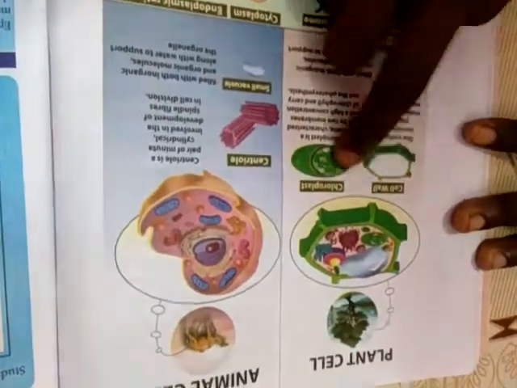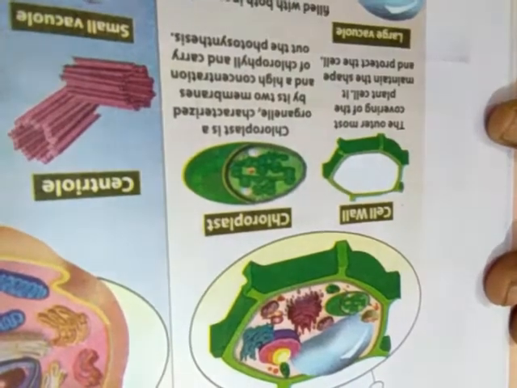Next, you see the plant cell and animal cell. You see the cell wall. What does the cell wall do? It is the outermost covering of the plant cell.